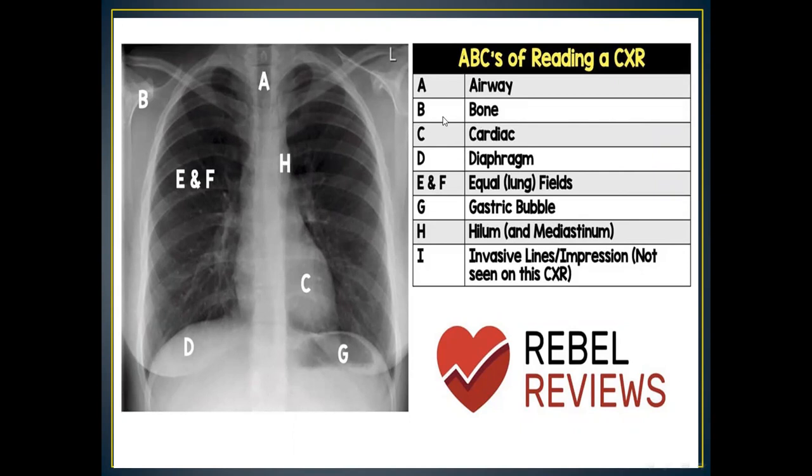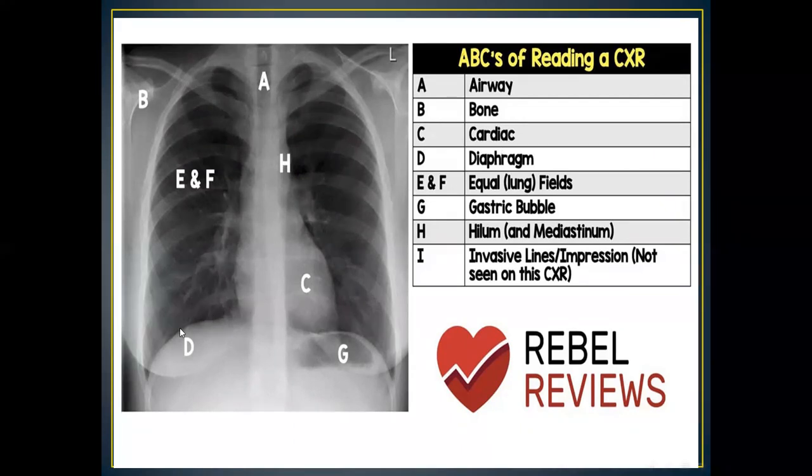Second one, B, you look at the bones: the clavicles, the ribs, the shoulder. Assess the bones for their density, for fracture, or any metastasis or abnormality. Then we have C, which is the heart. Assess the heart shape and size by measuring the cardiothoracic ratio, which should be less than 50% in width.